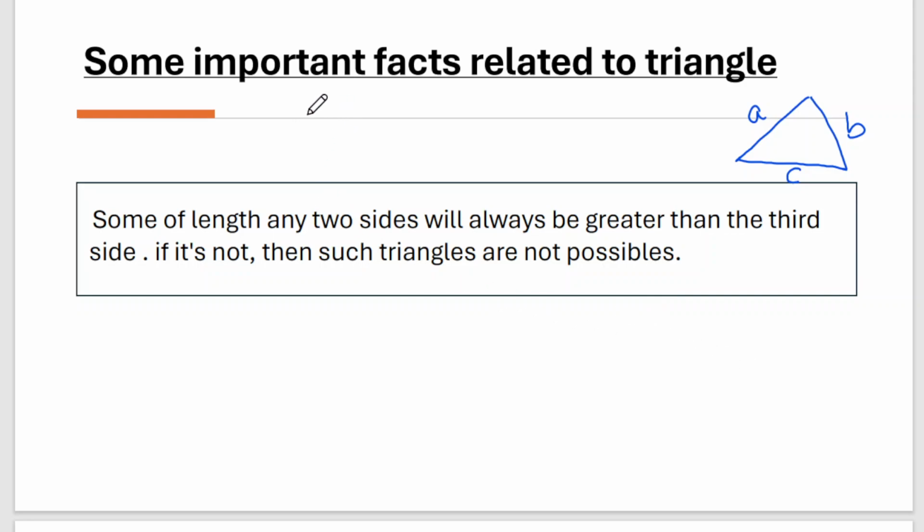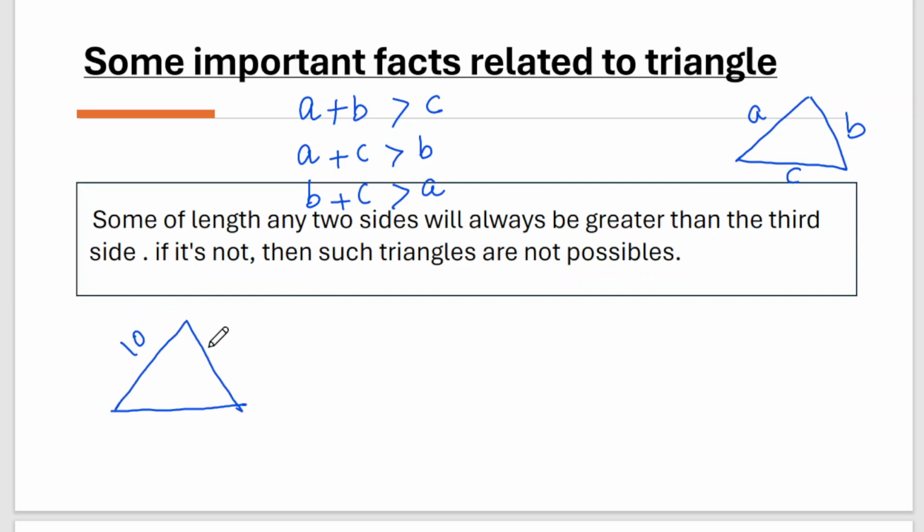Now, if you add any two sides, suppose if I add A and B, that is A plus B, this should be greater than C. If I add A plus C, then this should be greater than the other side, that is B. If I am adding the lengths of the sides B and C, then it should be greater than A. Okay. Let me take one example, one question.